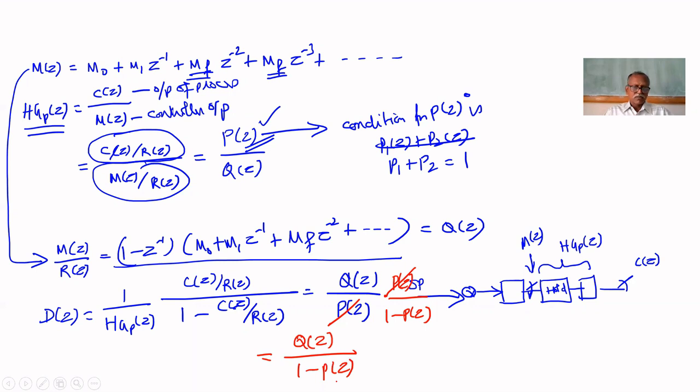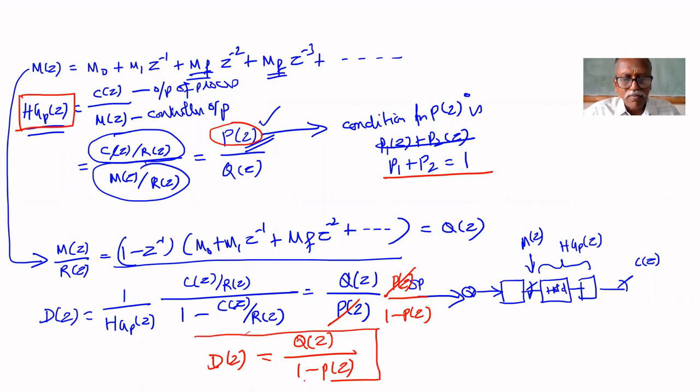That is Kalman's controller. What are P and Q? P and Q come from HGP of Z. If you find HGP of Z, the numerator, whose sum of coefficients equals 1, is P of Z. Whatever is in the denominator is Q of Z. Immediately we can write the controller: D of Z equals Q of Z upon 1 minus P of Z. That is the only one condition: P of Z should have the sum of coefficients equal to 1. That's all.